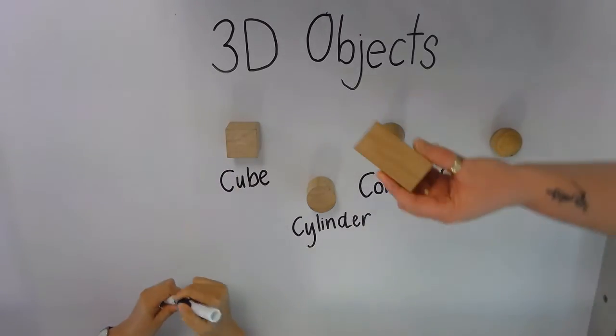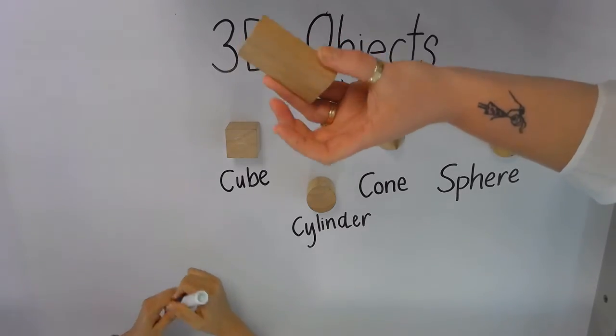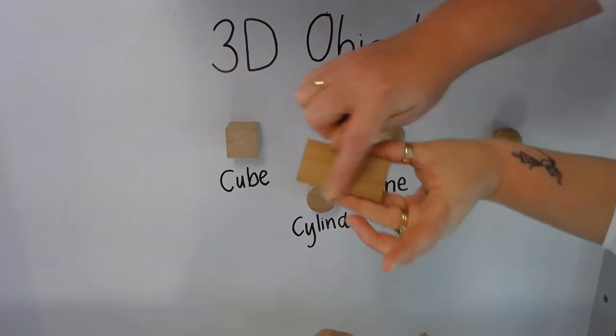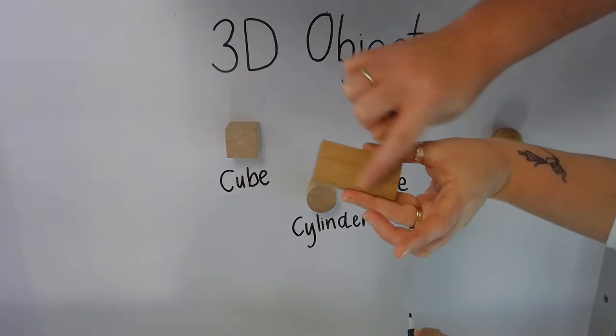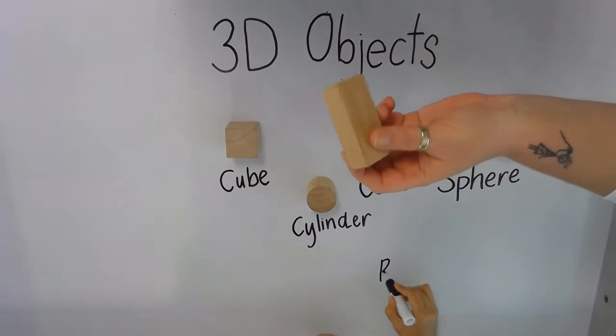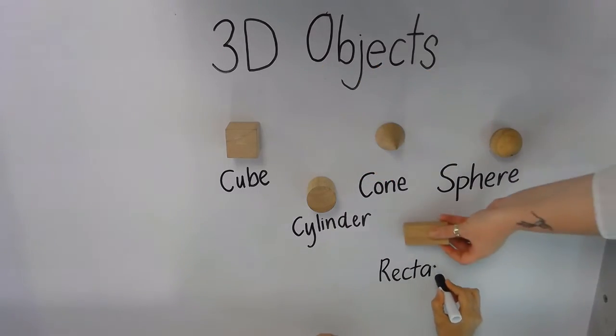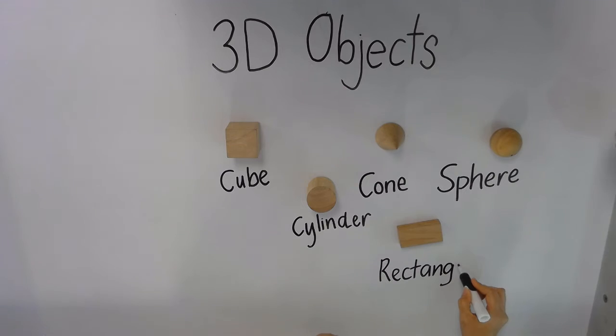The very last one is really similar to a cube. It has all flat faces, but it's longer, and there's a shape here that we all know, a rectangle, and this means that it's a rectangular prism. We're also going to talk a little bit about prisms very soon. But you can write down rectangular prism on your paper to practice your spelling of our 3D objects.